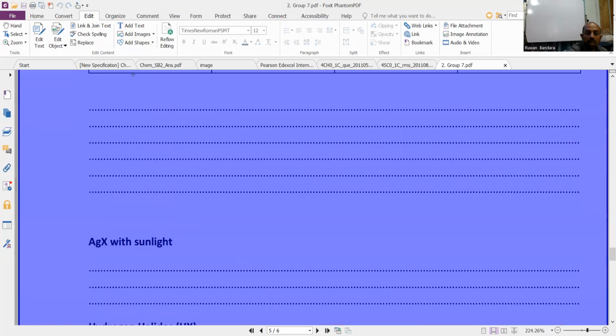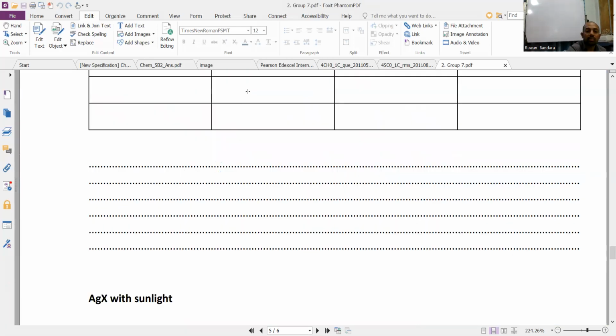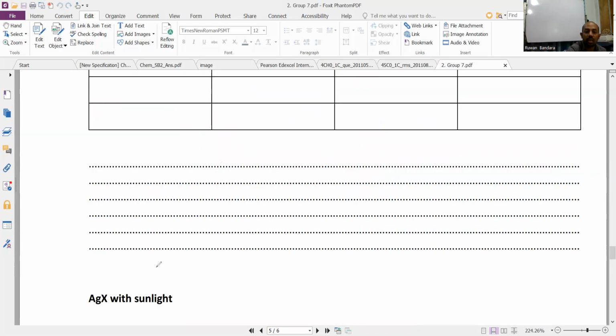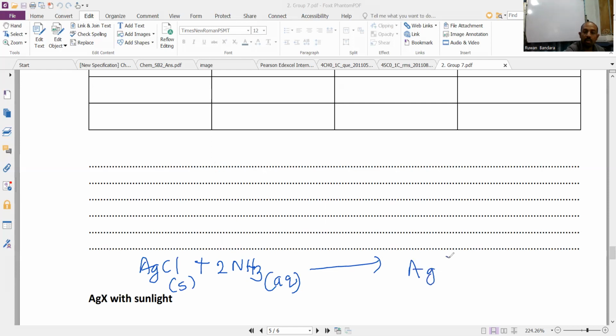Please include this reaction here. AgCl plus NH3 gives you, plus, equals, and Cl minus. This is how silver chloride is soluble.